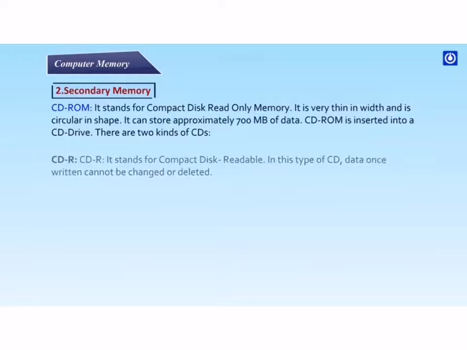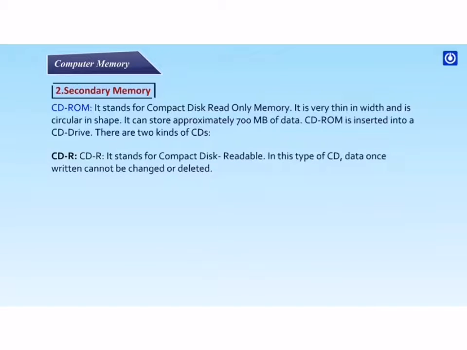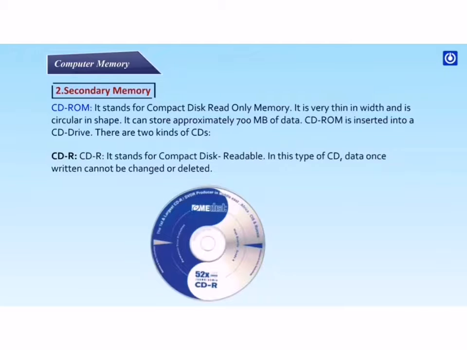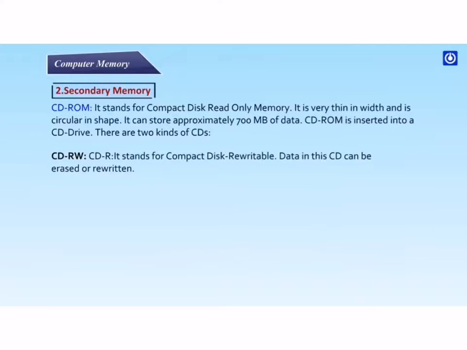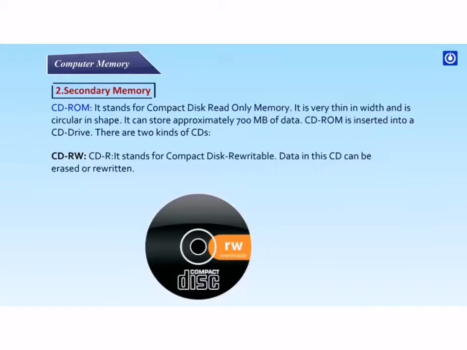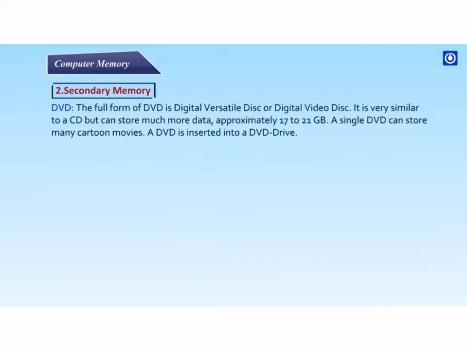There are two kinds of CD. CD-R. It stands for Compact Disc Recordable. In this type of CD, data once written cannot be changed or deleted. CD-RW. It stands for Compact Disc Rewritable. Data in this CD can be erased or rewritten.